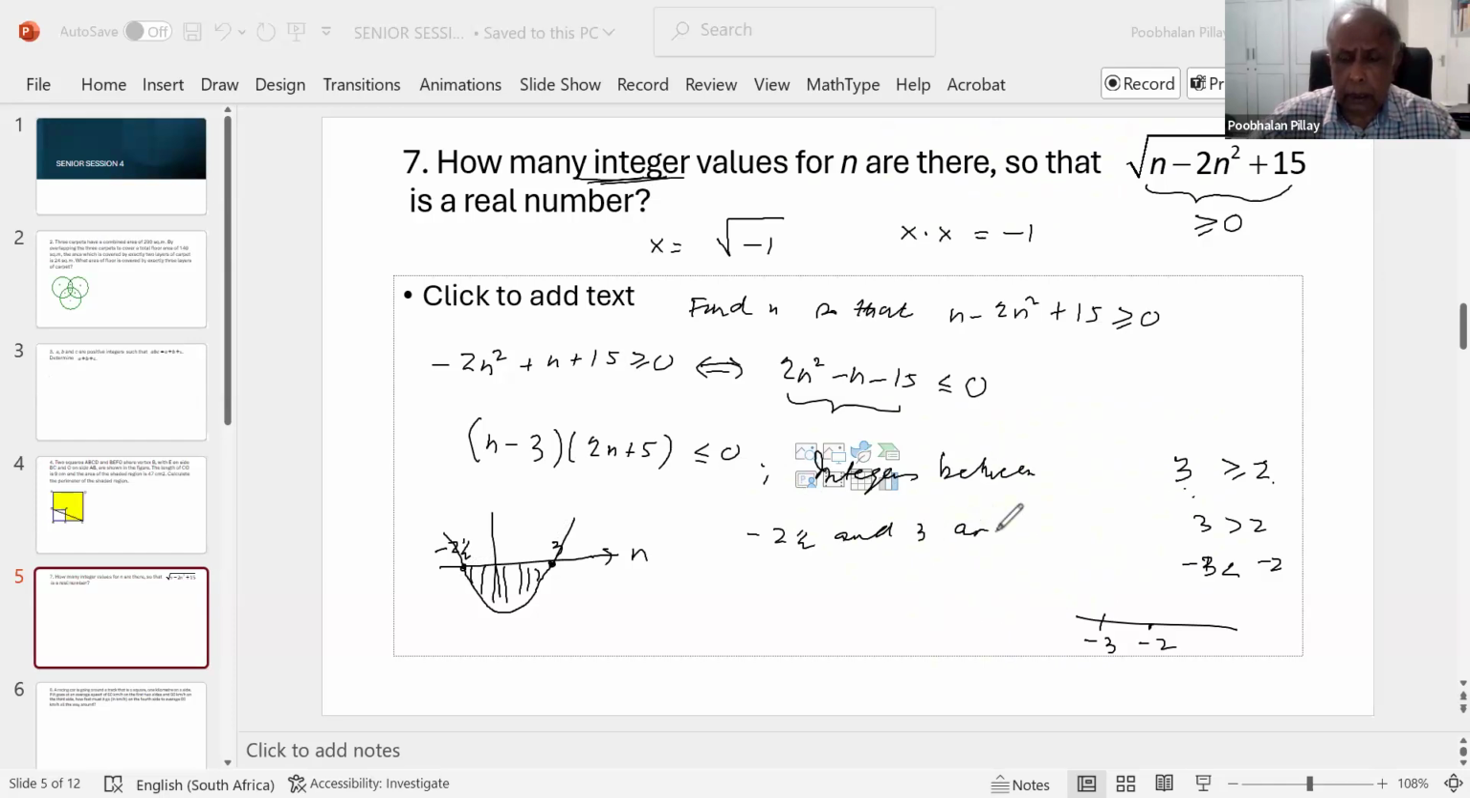So you look at all the integers here. Negative 2.5 is not an integer, but negative 2 is one of them. Negative 1 is one of them, and 0 and 1 and 2. And you're allowed to equal 0, so you can include 3. If this was a strict inequality, then you're not allowed to include 3.